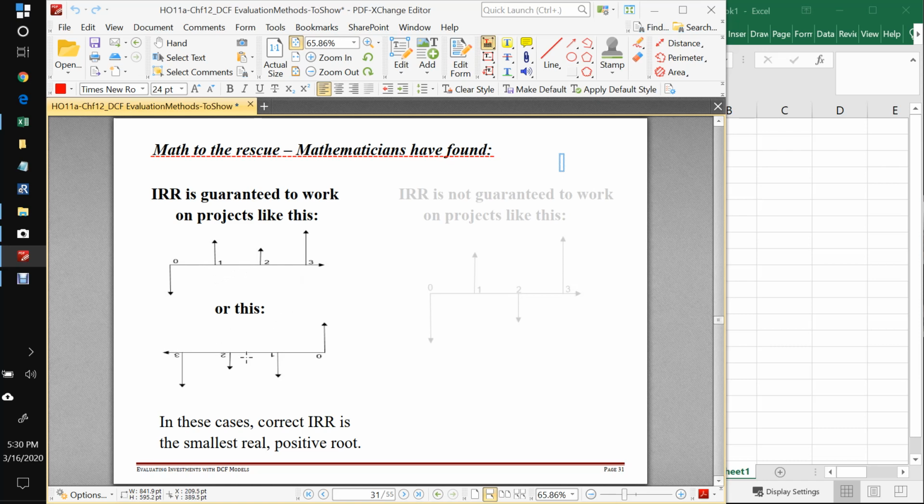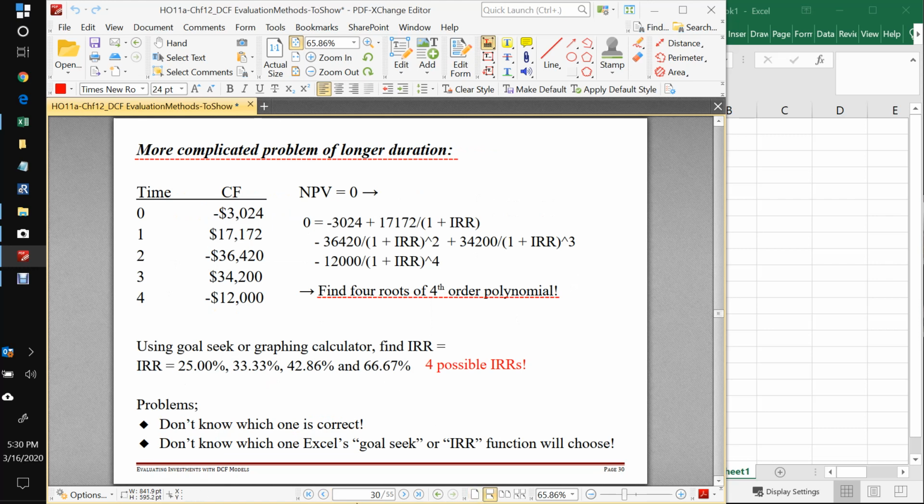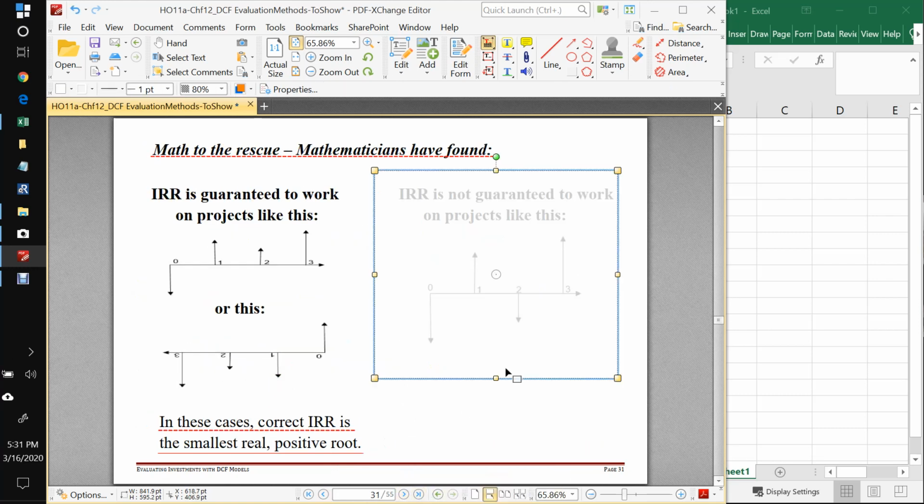Similarly here, if these three were positive and we had one negative, we have a total of 4 possibilities that look like these. In these cases, mathematicians way smarter than me have found for us that the correct IRR for this project is associated with the smallest real positive root. So that would mean in a case where we have 4 of these, we'd want to choose the 25, something like that.